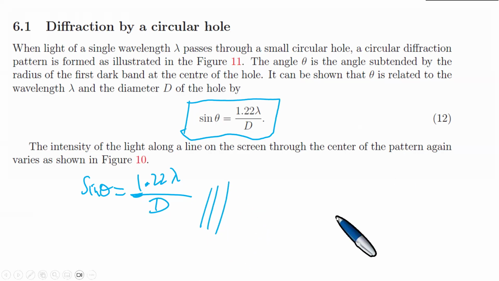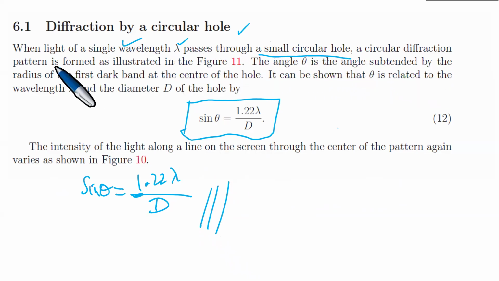Now this is very important: diffraction by a circular hole. I'm pausing here so that you can note this formula, because you're going to be using it. Theta is related to the wavelength lambda and the diameter d of the hole, and the intensity of light along a line on the screen through the center of the pattern varies as shown in figure 10. Make sure we understand this formula, sine theta equals 1.22 lambda over d, but when do we use it? We use it when light of a single wavelength lambda passes through a small circular hole.